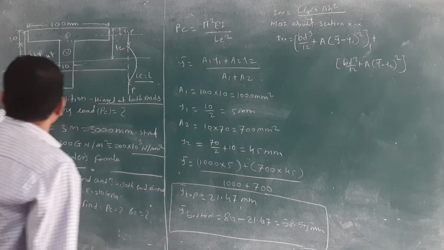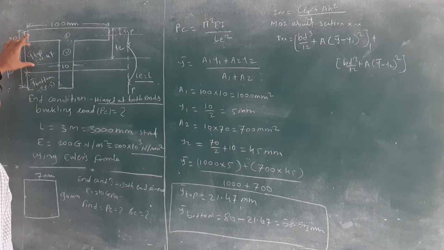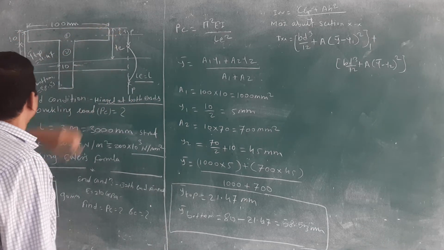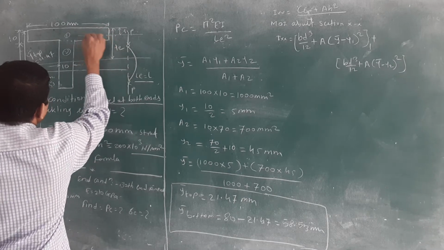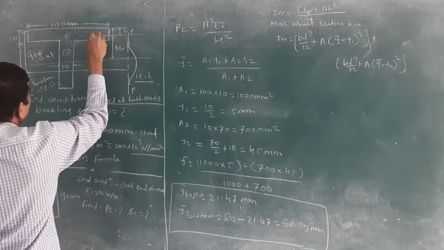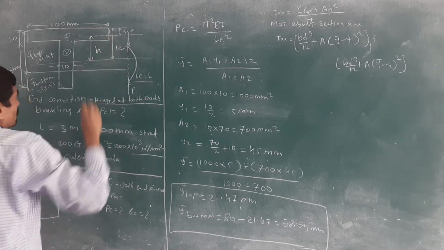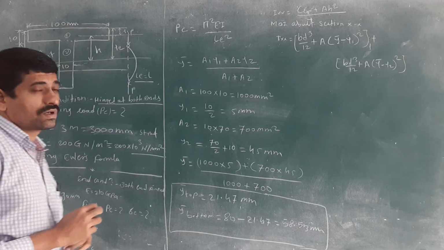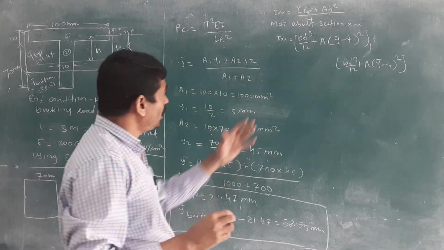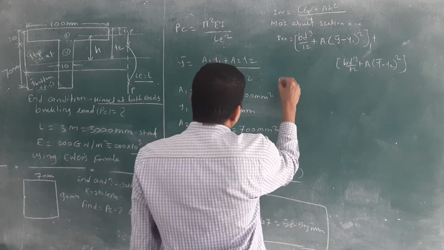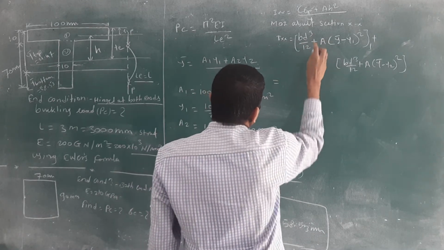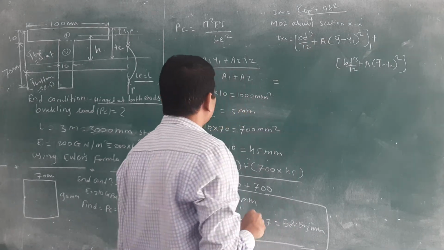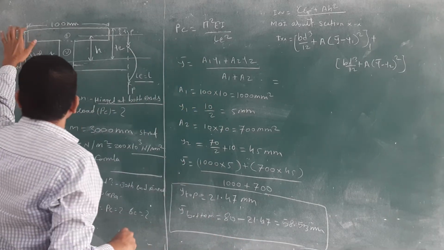h square is nothing but this distance, y bar top to the y1. Means this remaining distance is h. This distance is h. Already I have told you to calculate this. Then we want to put the value. I will put the value here. bd cube by 12. What is the b for the first component? Which is the first component?